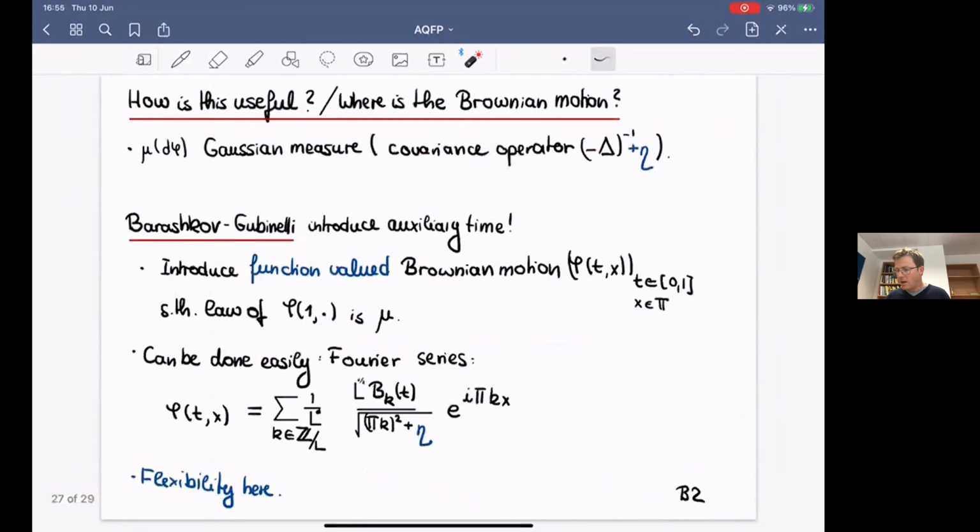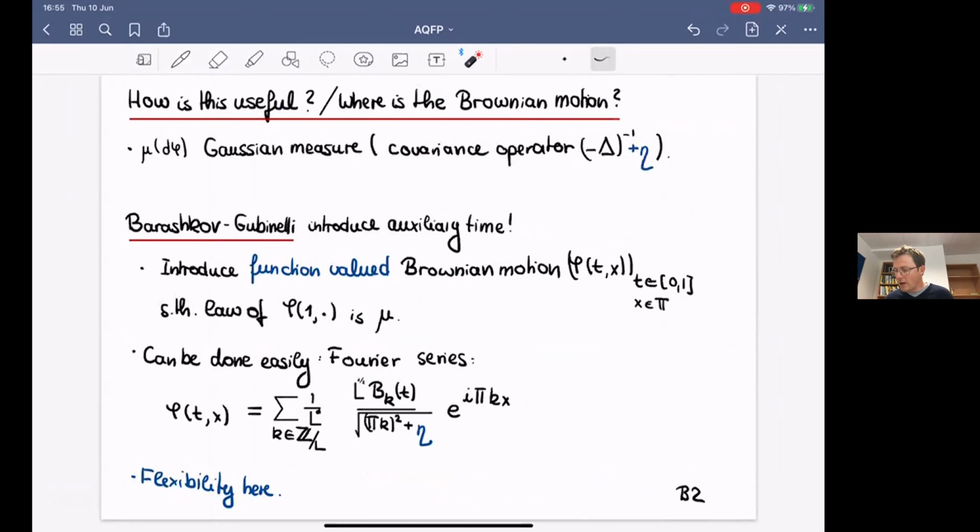Okay. So now, how is this useful? Because where's the Brownian motion? A priori we have, of course, a Gaussian measure with which effectively we want to take the expectation, but there's no time dependence. And what Barashkov and Gubinelli said is, well, we don't have time. Let's just put time there. Let's put an extra time variable.